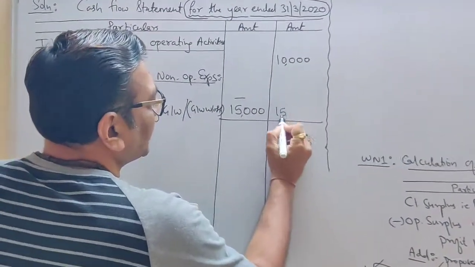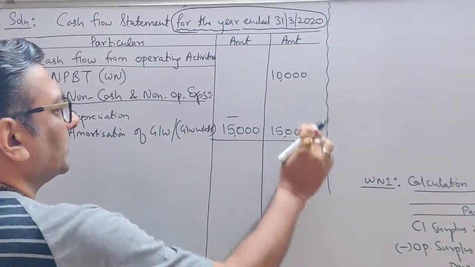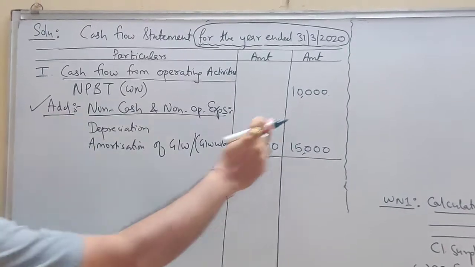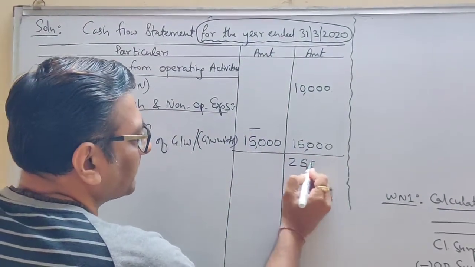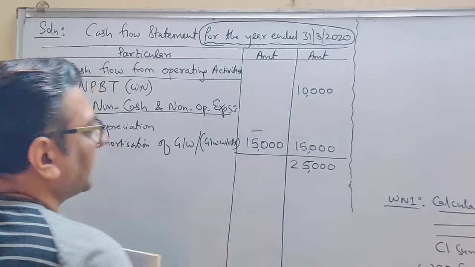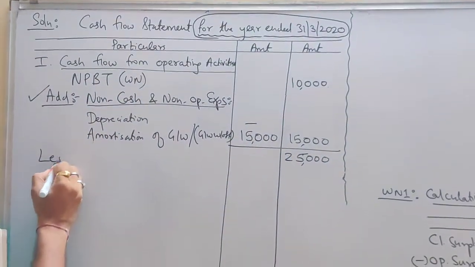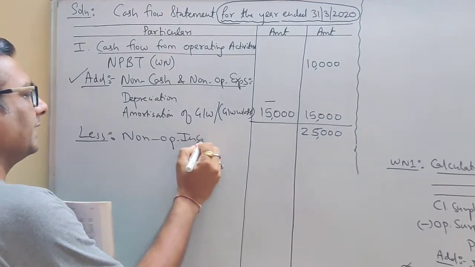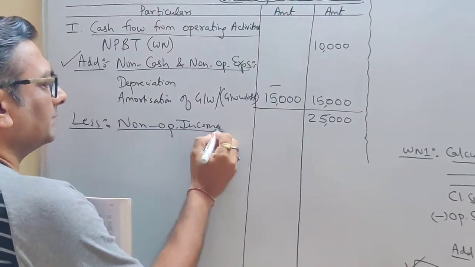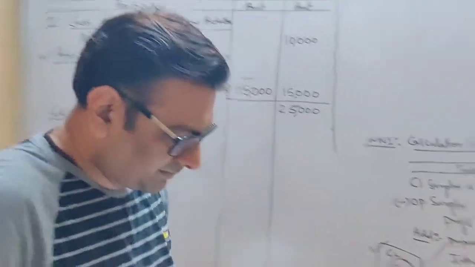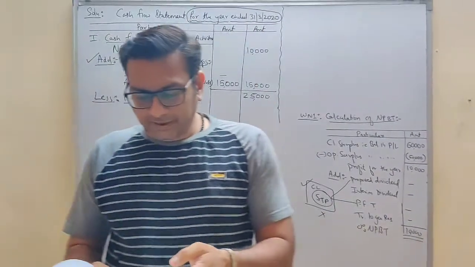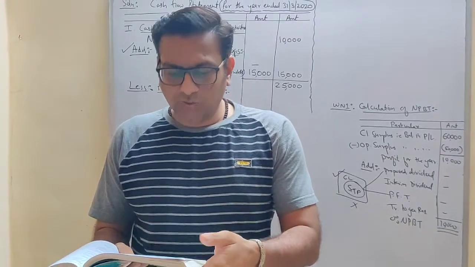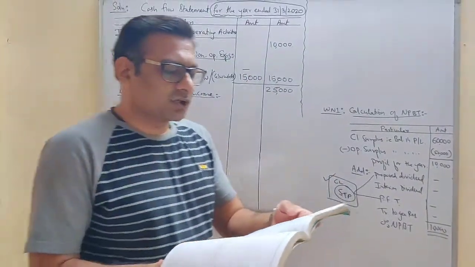So done with the non-cash, non-operating. This 15,000 you write in the outer column. What to do with these two amounts, students? We have written add. So we are going to add these two amounts. 25,000. Now you will write less non-operating income. Let's check whether in the sum they have given you non-operating income somewhere. No, students. Non-operating income is not given.